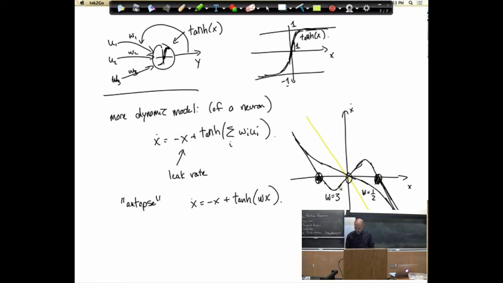So as I change W, as I decrease W in this case, then again my fixed points move, right? As this gets shallower and shallower, my fixed points are going to move inward until poof, they disappear. And then in the small W case, this becomes the stable fixed point here, and the others are gone, right?